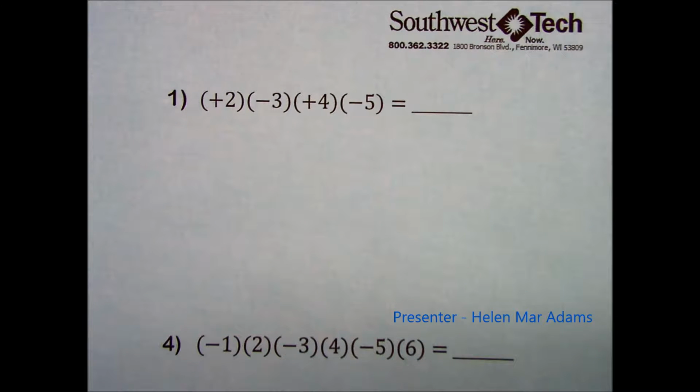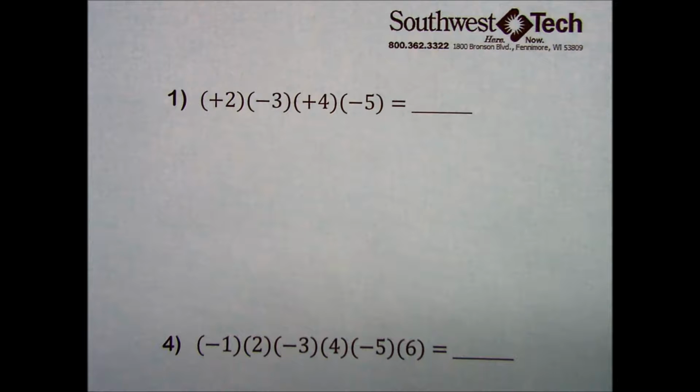Practice set 11 asks us to find the answers to the following multiplication problems. In problem number 1, there are 4 numbers being multiplied together, some positive, some negative, which is a case of using multiplication rule number 3 to help us with this problem.